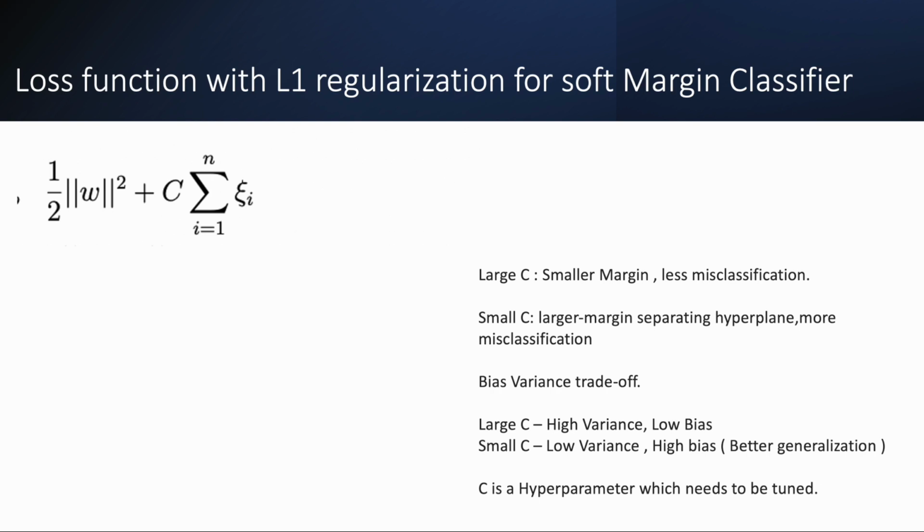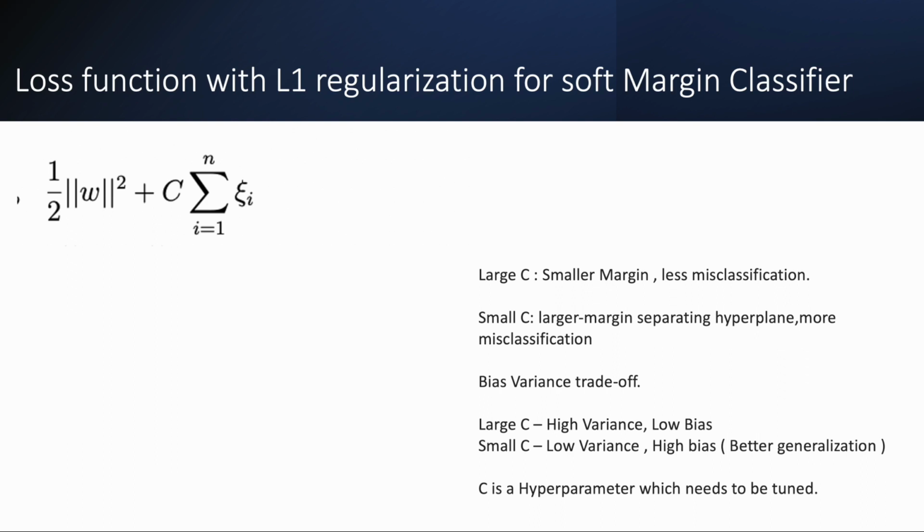What will be the small C? A small C is the opposite of that. There will be a larger margin separating the hyperplane, but there will be more misclassification also. So it's another case of a bias-variance trade-off. Large C means higher variance. What do you mean by higher variance? Higher variance or low bias means that my model is fitting the data more, right? And it is predicting very well. But will it be able to predict on newer observations? No.